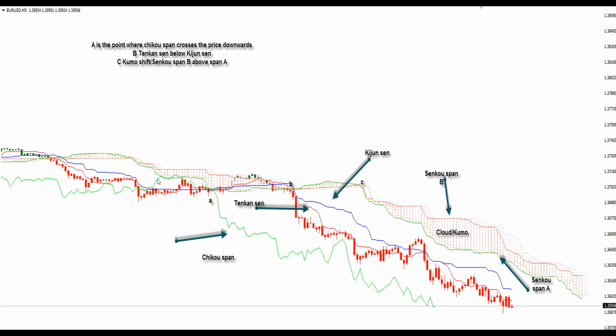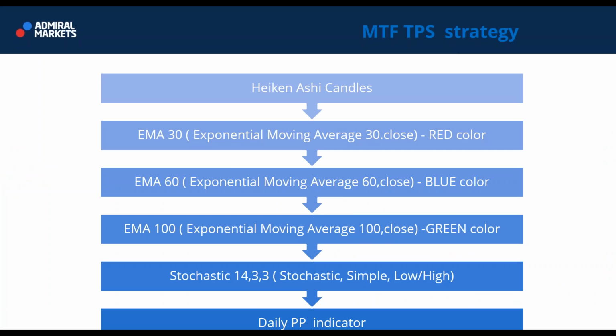And if you were watching the original webinar where I said, okay, we use just these lines, without Tenkan Sen, Chikou Span, just Kumo lines. It is the same. We didn't change anything. The only change is adding these lines that were originally found in the MTF TPS strategy, 30-60-100.